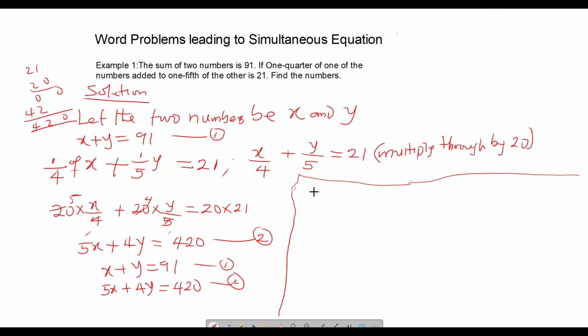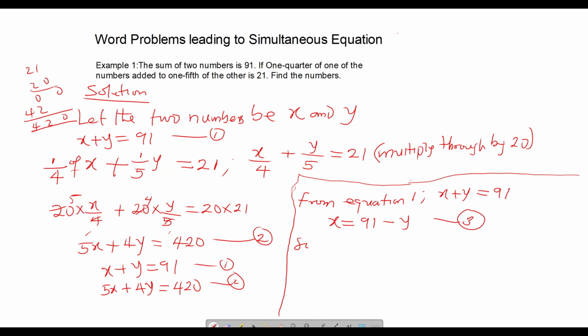Let's say, for example, we want to use the substitution method. By using the substitution method, we first pick one equation and make one variable the subject of the formula. If you look at equation 1, it's very easy because the coefficient of x and y there is 1. So from equation 1, which is x plus y equals 91, it's easier for me to make x the subject of the formula: x equals 91 minus y. I call this equation 3.